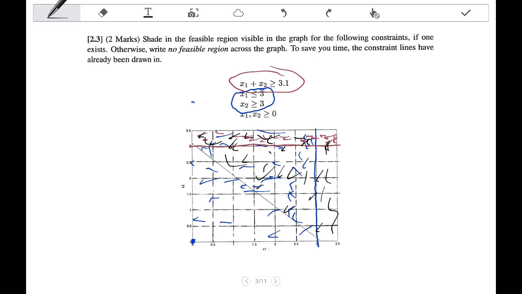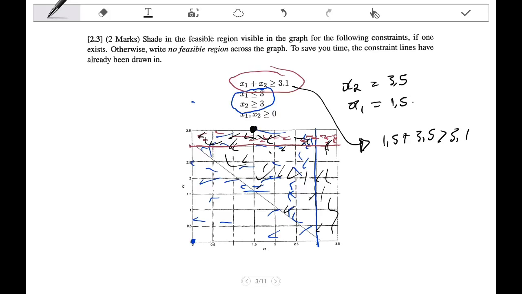Then we have to shade that area in here, or make sure that this is the correct one. Therefore, you can choose any point here to check whether a point in this area will satisfy all the constraints. So to make things easier, let's choose this point here. This point here is 3.5 and 1.5. So x2 is equal to 3.5 and x1 is equal to 1.5. So for the first one, 1.5 plus 3.5 is going to be greater than 3. So it satisfies the first one.